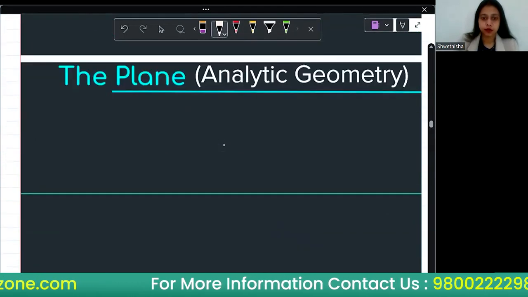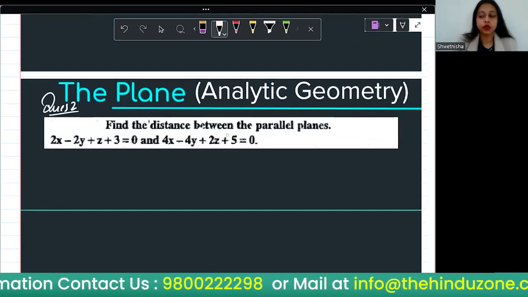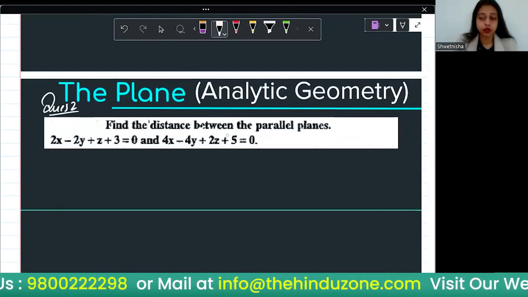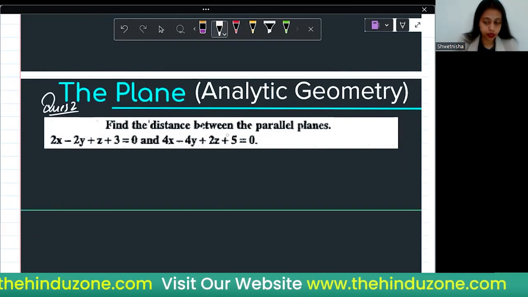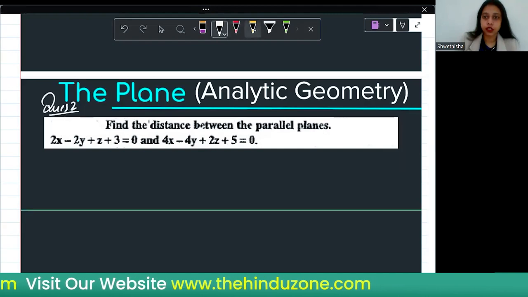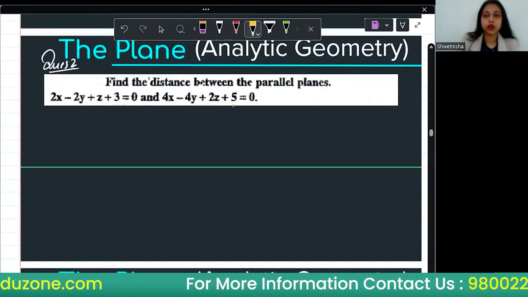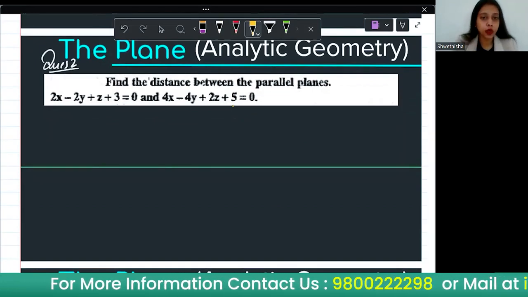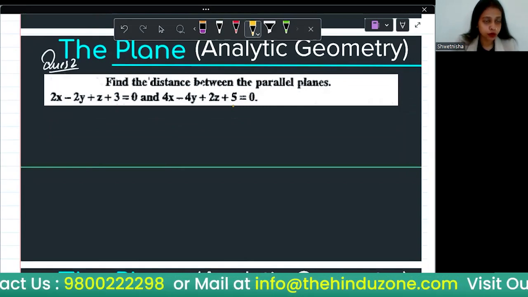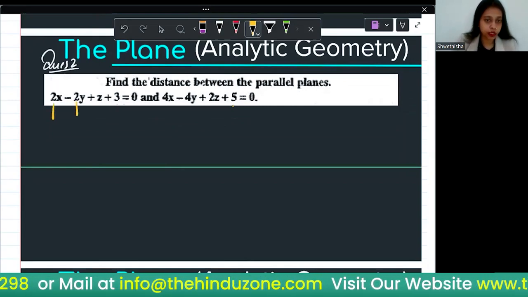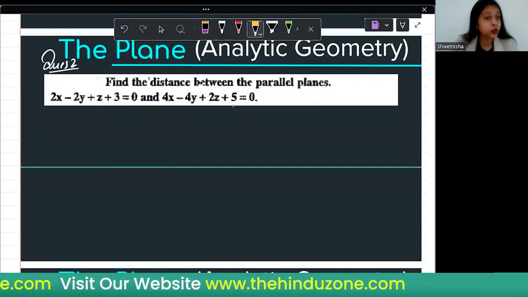Next, question number 2. Find the distance between the parallel planes. What I told you was to just take a point on one of the planes. But one more thing we can do actually in this question: these are not normal forms of the plane, using the same property, L square plus M square plus N square is not 1. But we can convert them into the normal form.